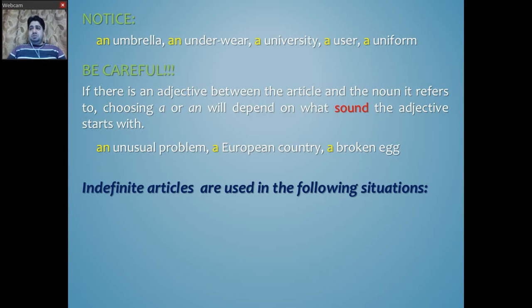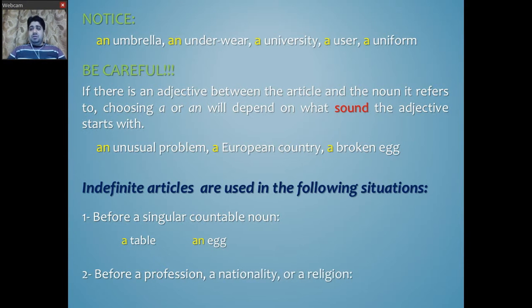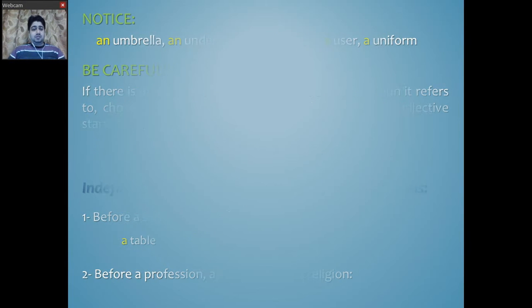Now, when do we use the indefinite articles? We have actually three main places to consider here. One, before a singular countable noun. If you have a noun that you can count, like tables, for example, then use a before it when it is singular. So we say a table, let's say, or an egg, because we have eggs and we have tables, countable.